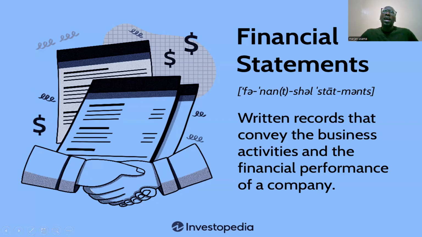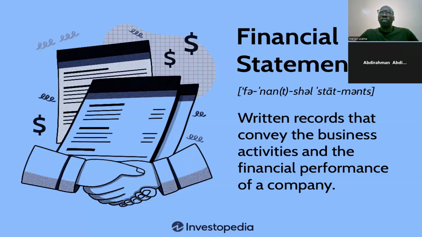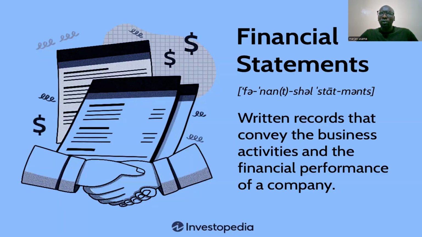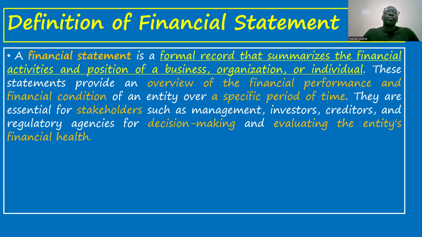That is the financial health of a company. How is the company doing financially? Is it doing well? Is it getting profit, or is it getting losses? So these are records that can really help us. They can give us a snapshot of what is happening in the company.